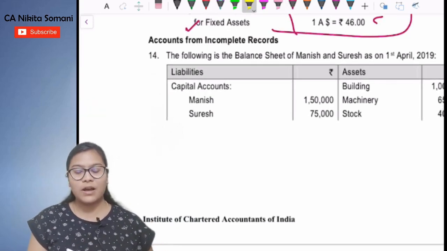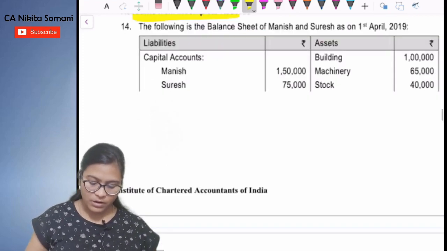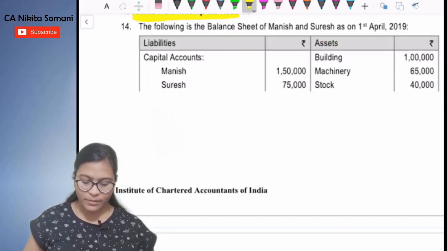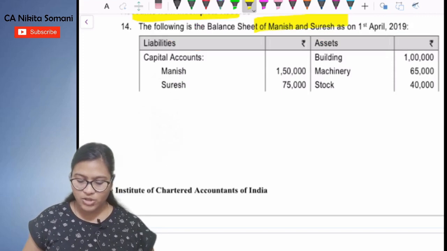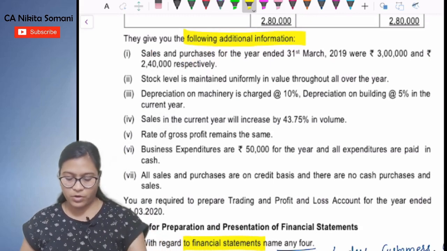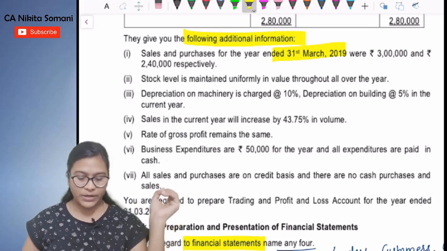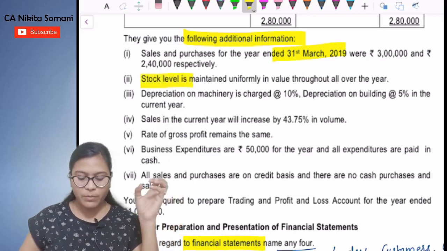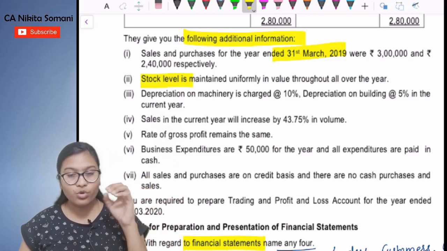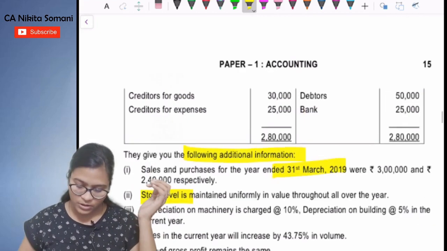Last question of this RTP November 2020, that is question number 14, accounting for incomplete records. Okay, so now there is a question given, that is the following in the balance sheet of Manish and Suresh as on 1st April 2019. Additional information I'll read. Sales and purchases for the year ended 31st March 2019 are 3 lakh and 2 lakh 40,000 respectively. Then stock level is to be maintained uniformly in value throughout the year.